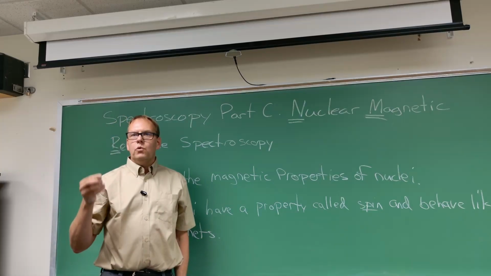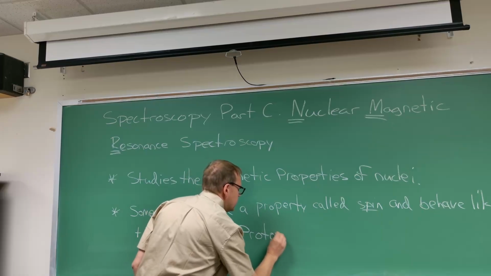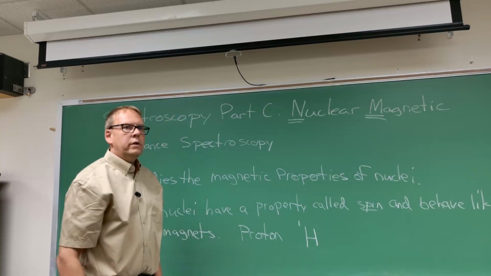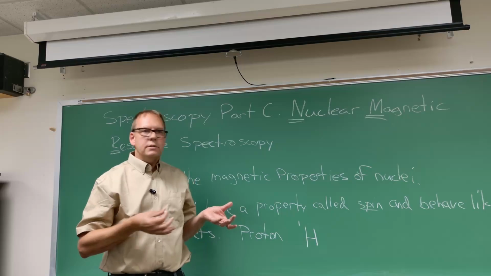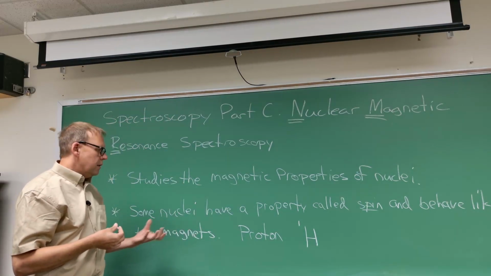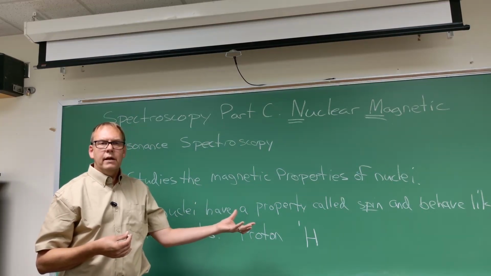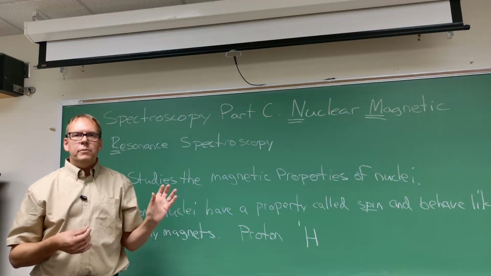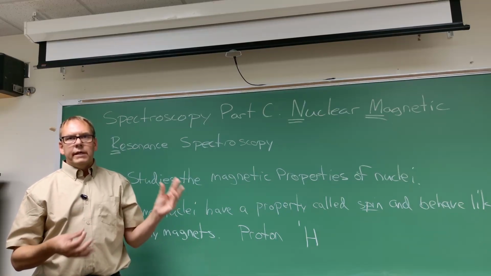So proton is one of those nuclei. Proton, that's hydrogen with atomic number 1 and no neutron. It's a hydrogen nucleus with a proton and no neutron. This atom has spin, and it behaves like a tiny magnet. These atoms that have spin are kind of like balls of spinning charge, and that spin creates a magnetic moment, which then we can manipulate with an external magnetic field.